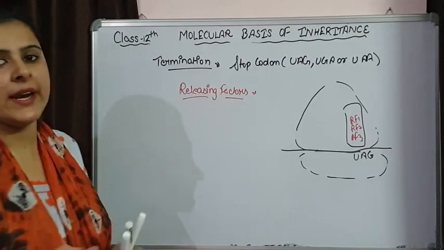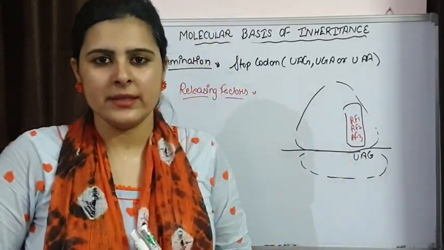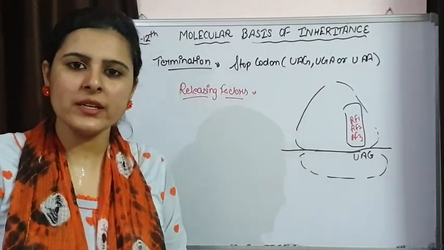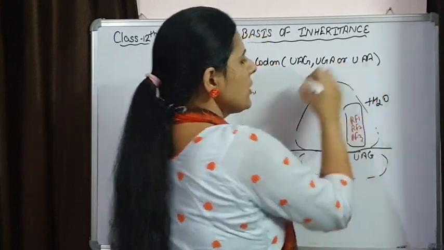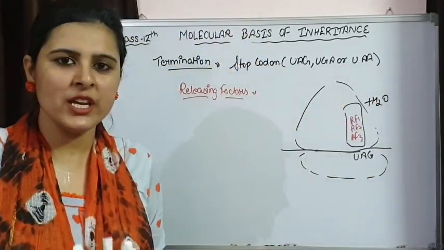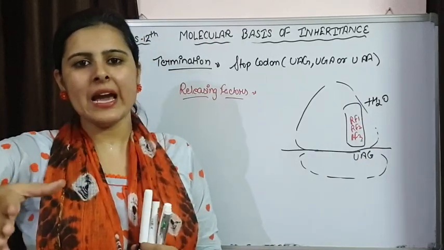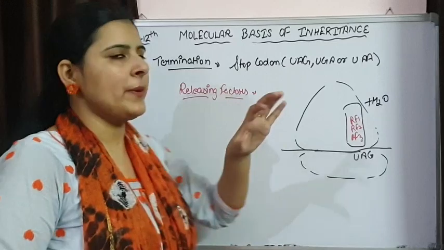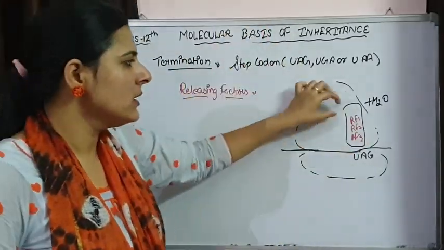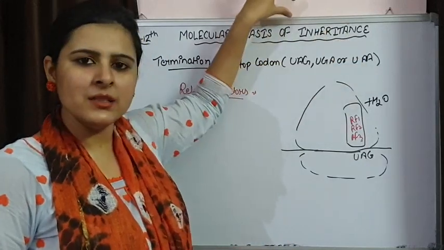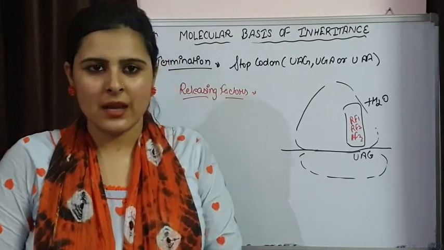These releasing factors are going to come and bind with the A site. And what are these releasing factors going to do? They are going to add a water molecule to the polypeptide chain, and this water molecule will break the chain from the tRNA. Now the polypeptide chain will be free and it will move out of the P site, and there will be termination of the process of translation.